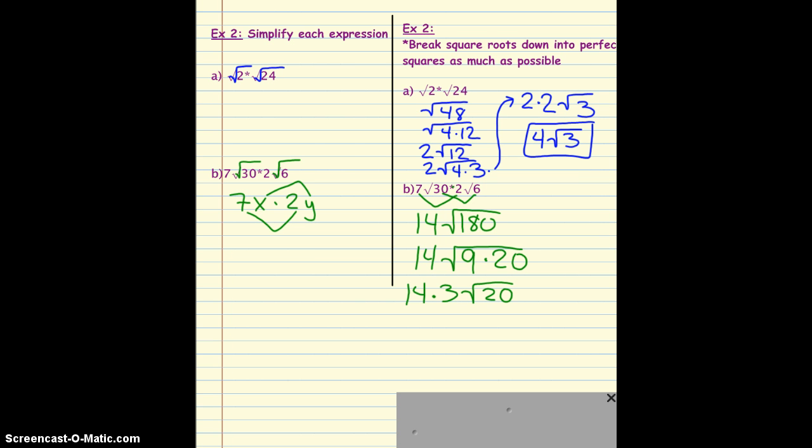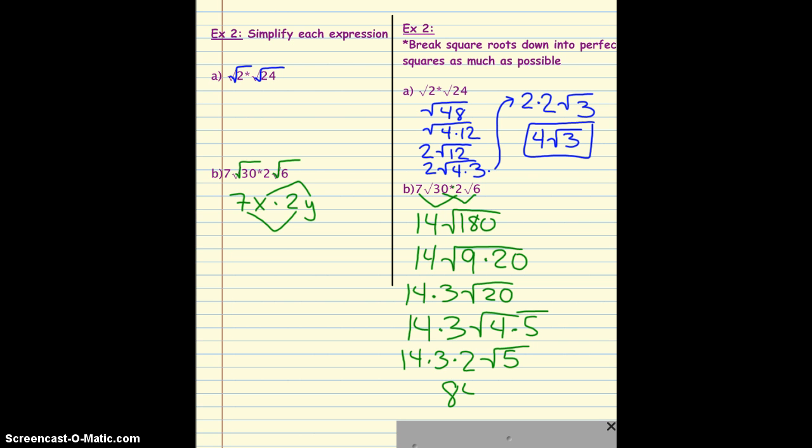All right, well, square root of 20, we can break those down into some factors that have perfect squares. I know that square root of 20 can be broken down into 4 times 5. Square root of 4 is a perfect square, and that's 2. So now we've got 14 times 3 times 2 out front, and the square root of 5 still stays underneath the square root symbol. Let's do some math. 14 times 3 is 42, times 2 is 84, so our answer is going to be 84 times the square root of 5. All right, few steps, but just keep thinking about those perfect squares, and we'll get there.